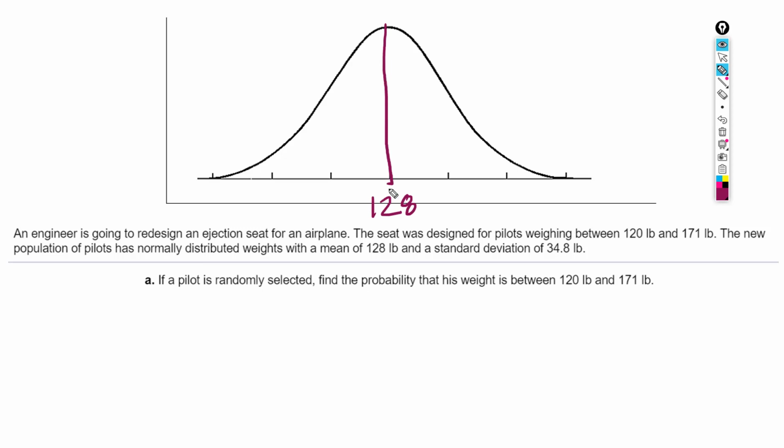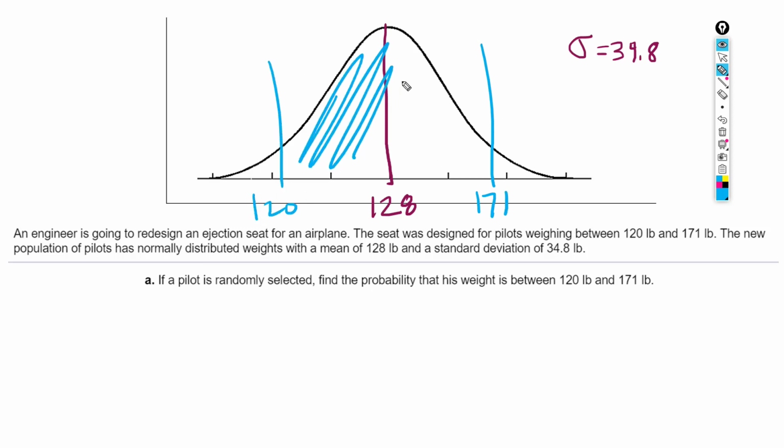So that's the population mean. And then a standard deviation, I'll just put over here to the side, of 34.8. All right, if a pilot is randomly selected, find the probability his weight is between 120 and 171. So I don't know exactly where this is, so I'm just going to draw a line and say, okay, 171 and 120. And what I'm looking at is this area between.